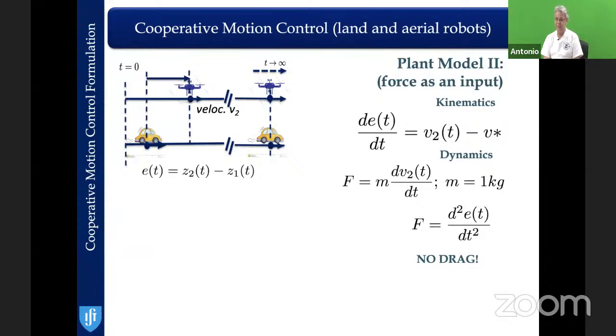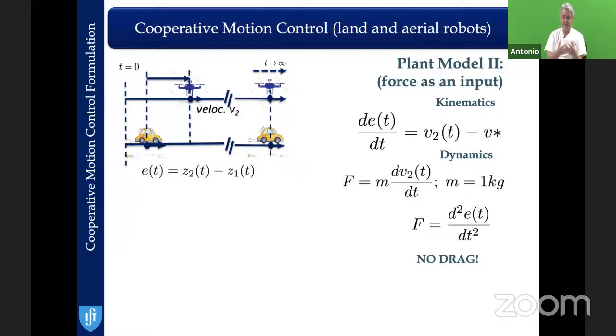Let's go now for the dynamics. And there's a reason why I'm going to do this. So if you have the dynamics, the equation for the error is still the same. The derivative of the error is the speed of the quadrotor minus the speed of the ground vehicle. But now I'm going to say that the quadrotor achieves a certain speed by manipulating the force along the x-axis. And I'm going to use a very simple model, no drag. Force is equal to mass times acceleration.